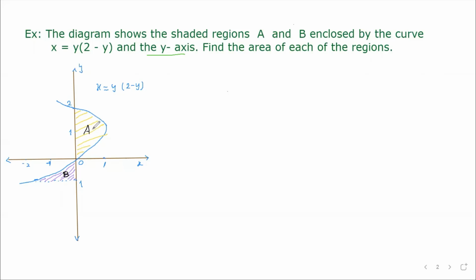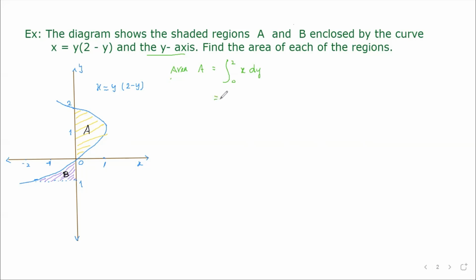So this one goes from where? From the first one, from 0 to 2. Okay, so now we find area A, right? Area A is equal to the integral of x dy, from 0 to 2.